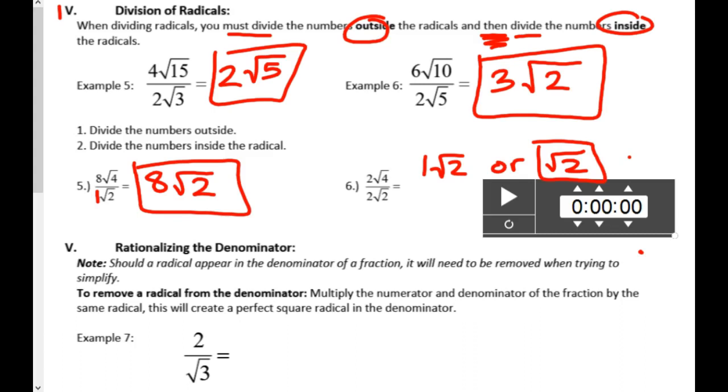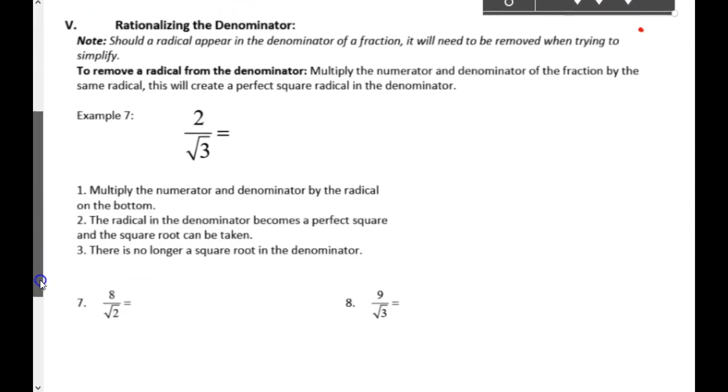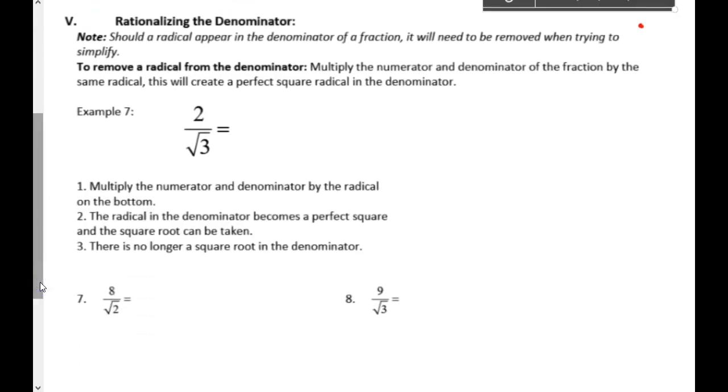So let's go to Roman numeral 5. Okay? Rationalizing the denominator. This is probably the most challenging part of this stuff. It can be confusing, but we're going to make it as simple as we can, right? Because we're going to keep everything to 1 or 2 steps, right, Miss Moreau? Simple steps, but we're still going to have rigor at the same time, right? And try not to have rigor mortis.